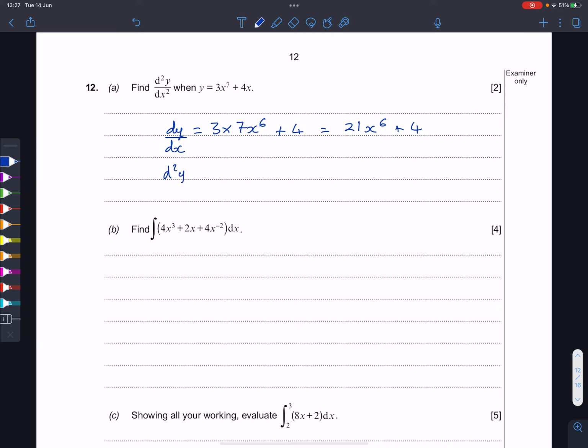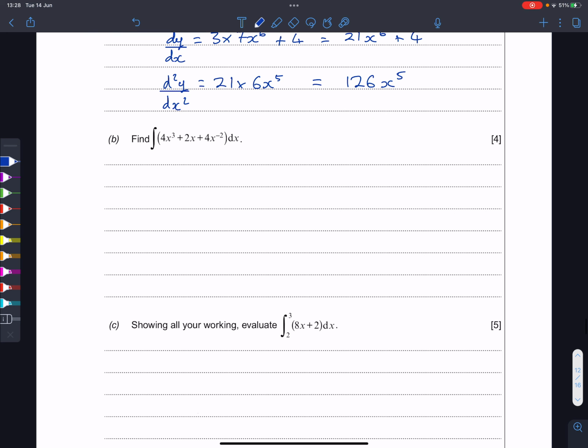So our second derivative, we're going to differentiate this again. So my 21x to the 6 is going to differentiate to 21 multiplied by 6x to the 5. And my plus 4 will differentiate to nothing. So this is just whatever 21 times 6 is, which is 126x to the 5.